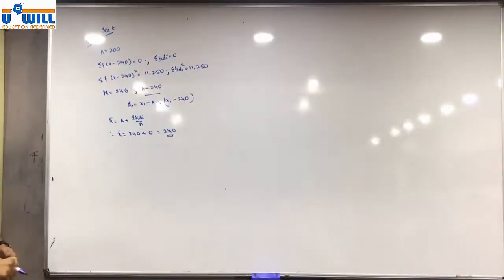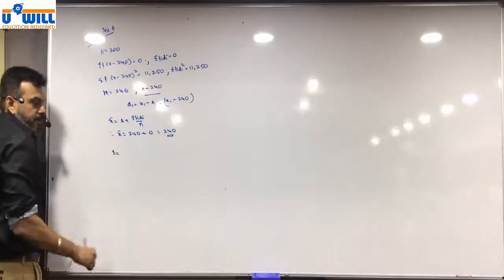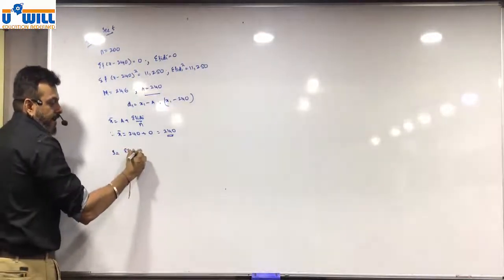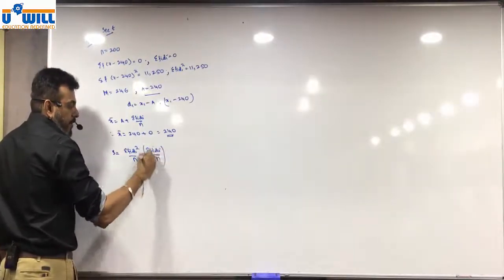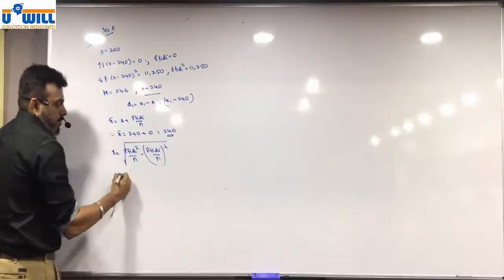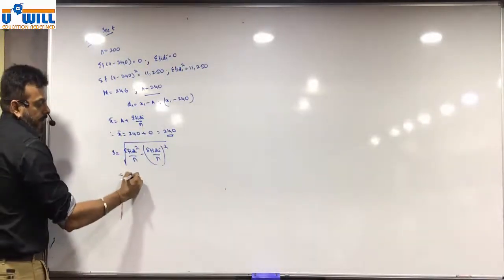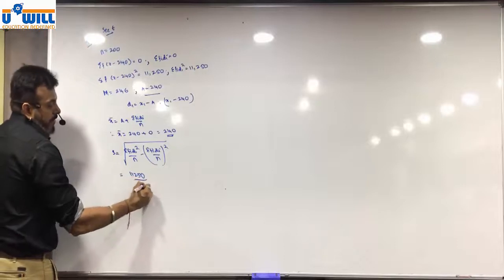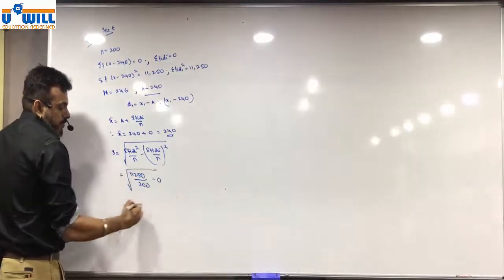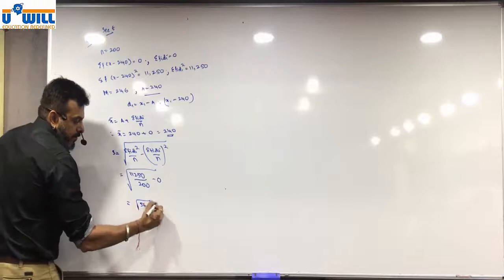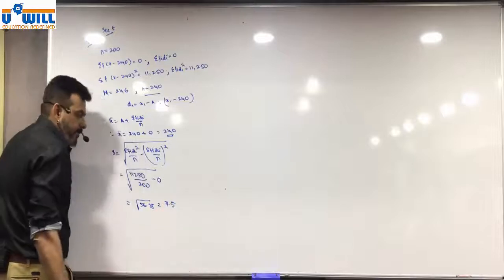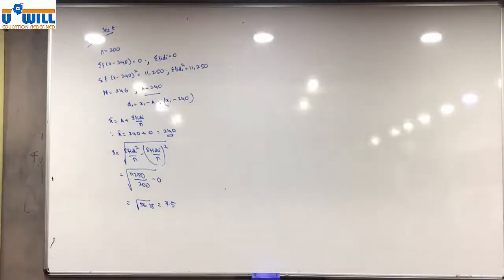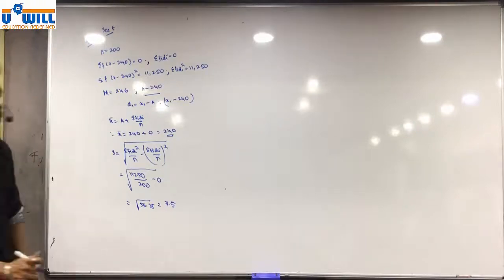Understood this? Now standard deviation is equal to the square root of sigma fi di square upon n minus sigma fi di upon n the whole square. Now already this is 11,250 upon n, which is 200, minus 0. 56.25 under root is equal to 7.5. So we got the standard deviation, we got the mean, and the median is already given. What do we have to find out? Coefficient of skewness.